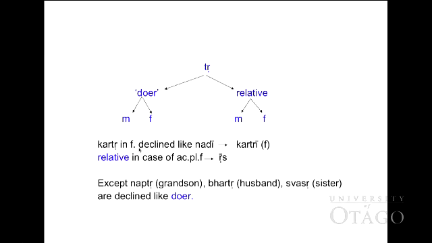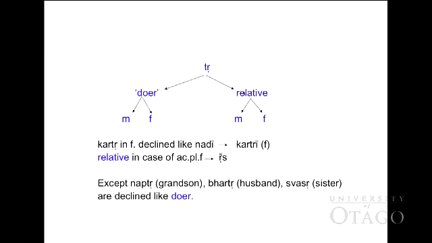Kartri, doer in feminine, declines like nadi. So you have to change from kartri to kartri, making it a long i, feminine, and decline like nadi. And for relative, in the case of accusative plural feminine it will be rin. We will see this in the next chart.